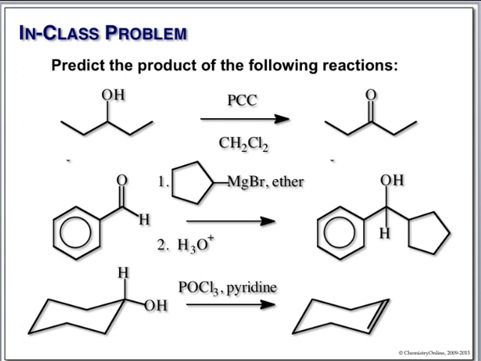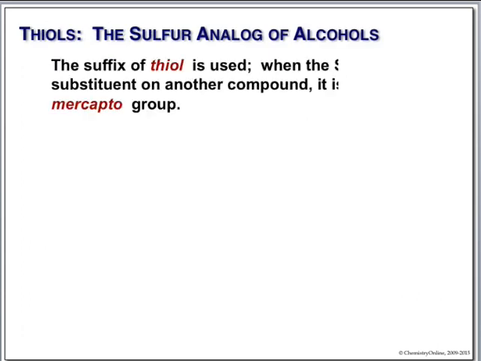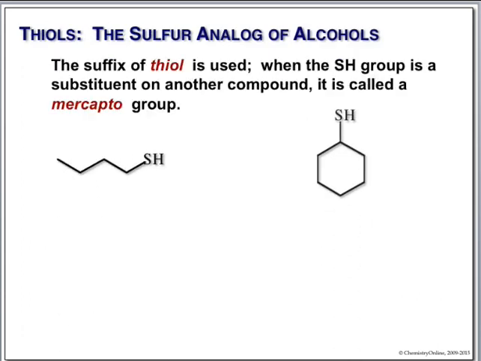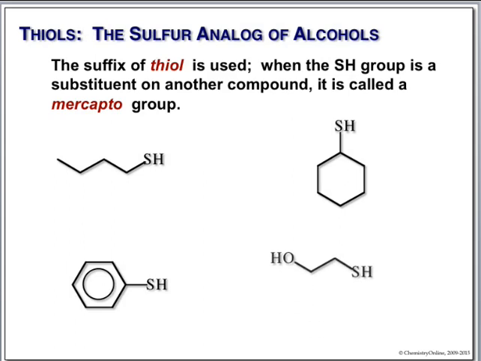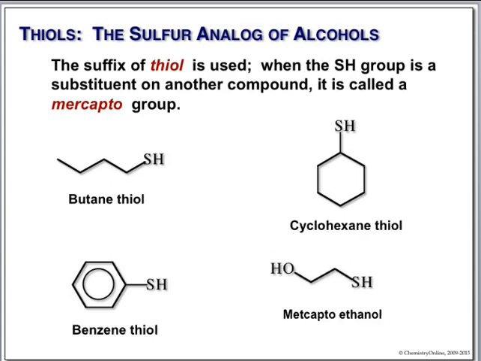Finally, the very last section of this chapter discusses thiols, the sulfur analog of an alcohol. If you look at your periodic table, what's directly under oxygen is sulfur. Sulfur, because it is lower in the periodic table, is a much better nucleophile than oxygen.